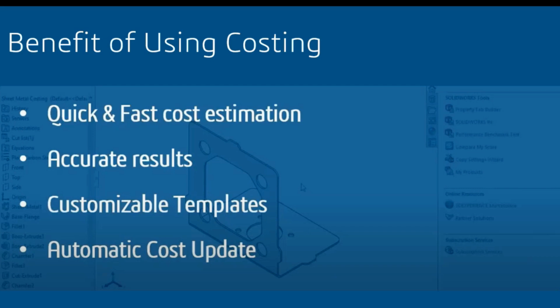So let's start. If you are using costing, you can get some benefits: you can calculate your cost estimation faster and quickly, and you can find accurate results. Also in costing, you can customize your template, and you can automatically generate costing reports. And if I change something in the model, the costing is automatically updated, like the manufacturing cost is automatically updated. So these are the benefits of costing.